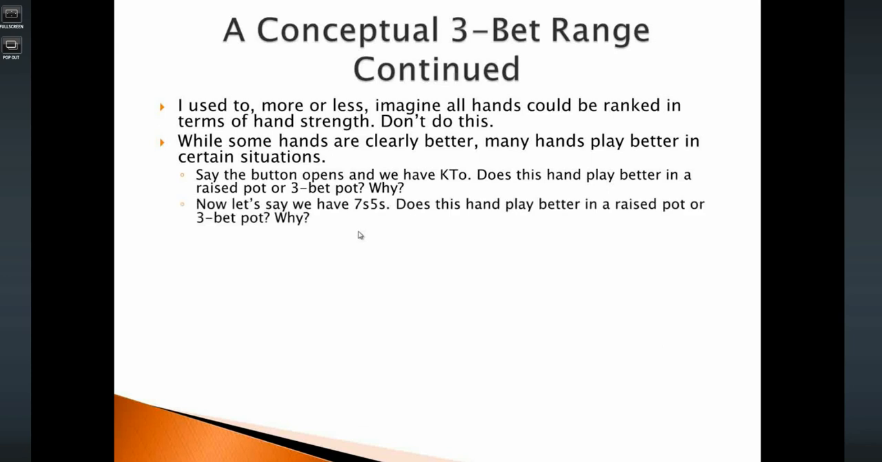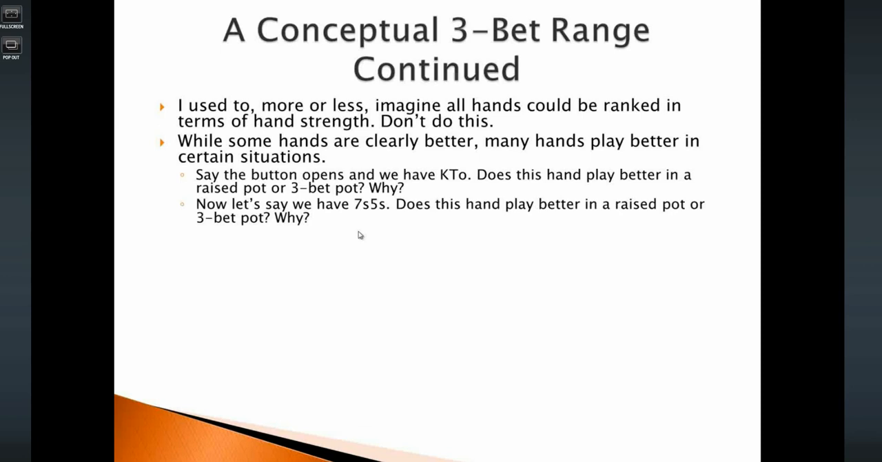Then the next one is, now let's say we have 7 of spades, 5 of spades. Does this hand play better in a raise pot or 3-bet pot? Why? Once again, pause for a moment and answer that question to yourself. If you're wrong, or even if you don't completely answer the question correctly, it will probably help you fix other leaks.